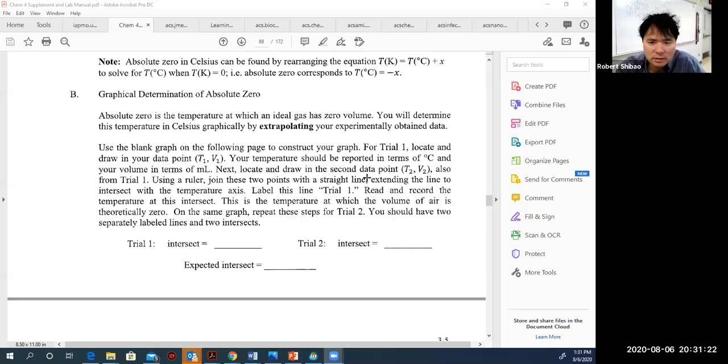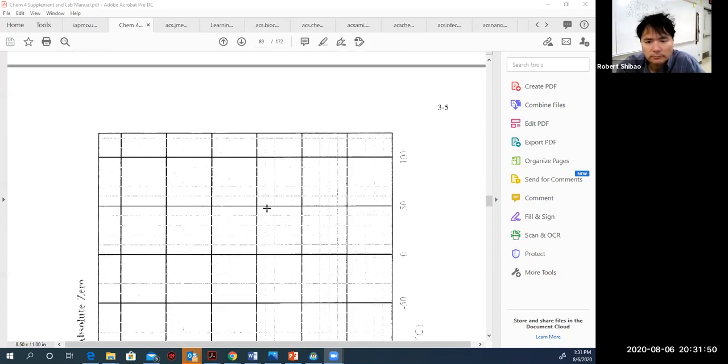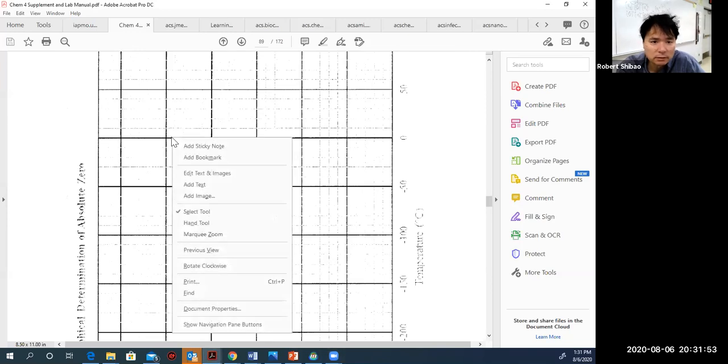Next, locate and draw the second data point, T2, V2, also from trial one. Use a ruler, join these two points in a straight line, extending the line to intersect with the temperature axis. Label this line trial one, read and record the temperature at this intersect. This is the temperature at which the volume of air is theoretically zero. On the same graph, repeat, drawing it on the same graph. So we're going to have two lines on one graph. So here's the graph here. Rotate this.